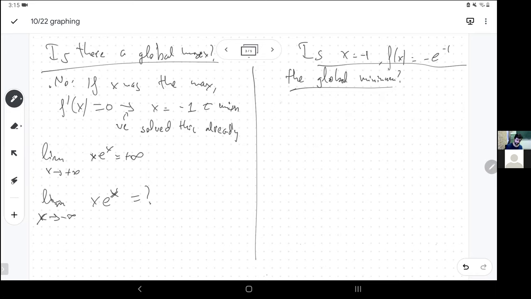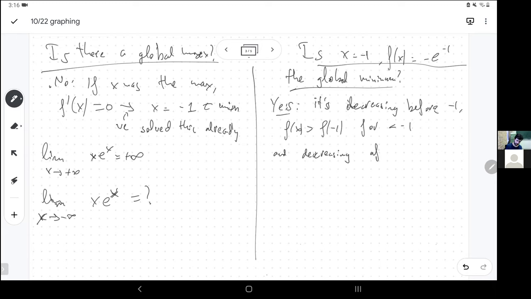But in this particular case, I know how to think of what the function looks like. I know this is a global minimum because it's decreasing before negative one, so f of x is bigger than f of negative one, and increasing after, so f of x is bigger than f of negative one. Putting these two together, it's decreasing until negative one, then increases. The answer is that it is the global minimum.